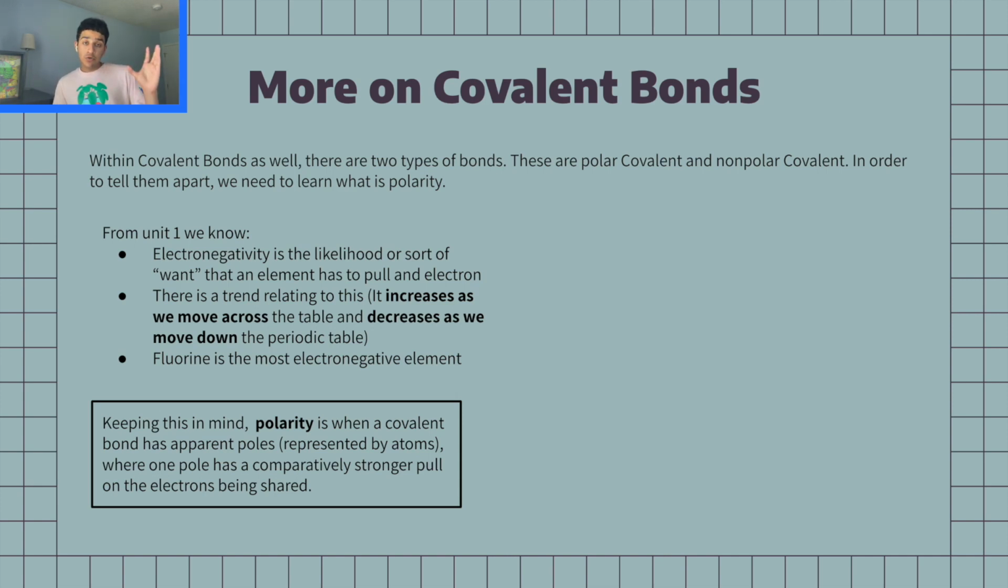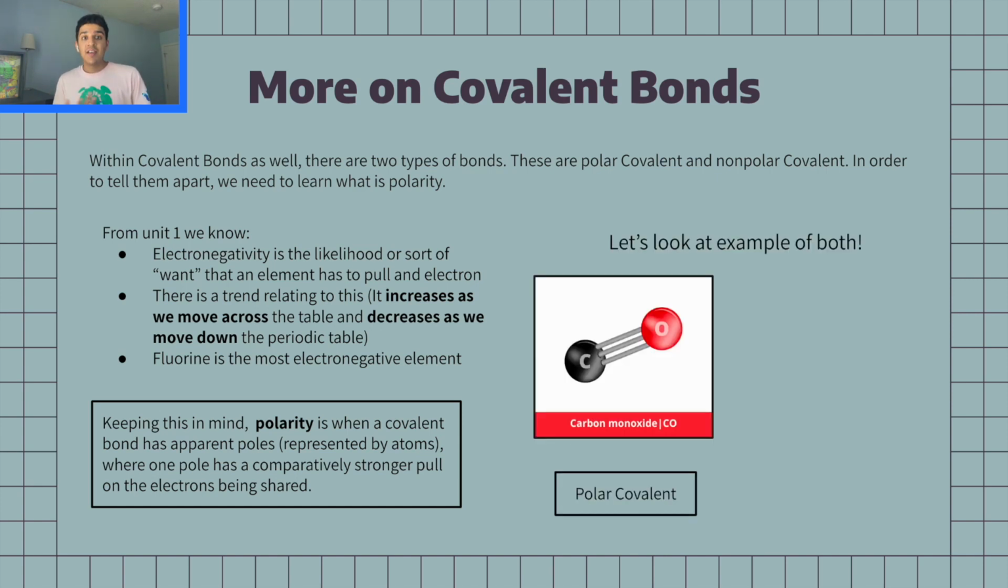Let's say you bond fluorine with oxygen, right? So fluorine is the most electronegative atom in the entire periodic table. So what's basically going to happen is that even though fluorine and oxygen are sharing electrons in the middle, fluorine is going to have a stronger pull on the electrons, right? So this is going to cause the molecule to not really be balanced. Fluorine is going to have a stronger pull of attraction for the electrons being shared because it's pulling on them harder, and oxygen is going to have a weaker pull of attraction. So that is what creates polarity, when one atom in the bond is more electronegative than the other.